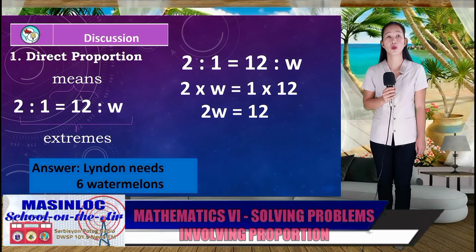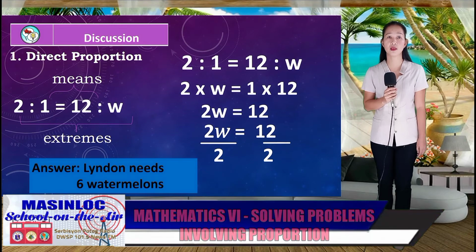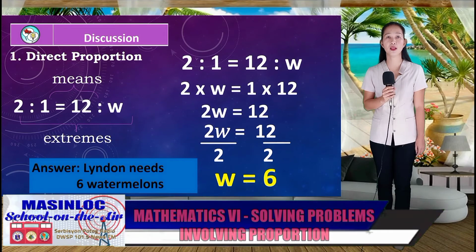12 equals 2W. Divide both terms by 2. W is equal to 6. So, Lyndon needs 6 watermelons.